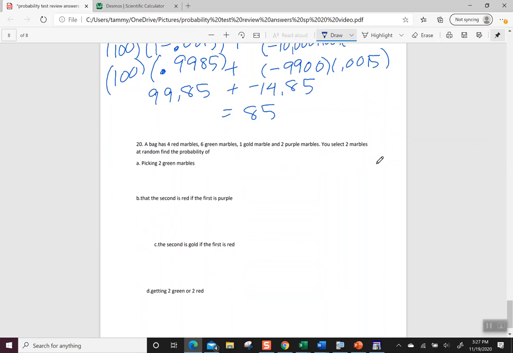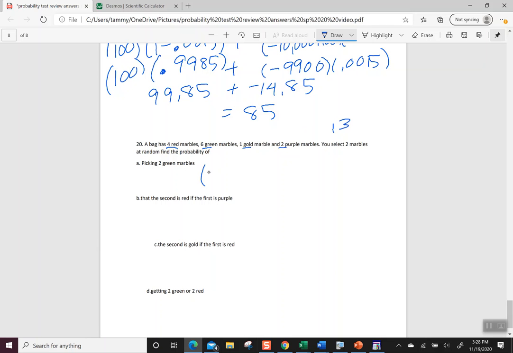All right, last one, number 20. A bag has 4 red, 6 green, 1 gold, and 2 purple marbles. You select 2 marbles at random, and then you want to find the probability of picking 2 green marbles. All right, so how do I start? Well, like always, I need to know the total. So I had 4, I had 6, I have 1, and I have 2. That's a total of 13.